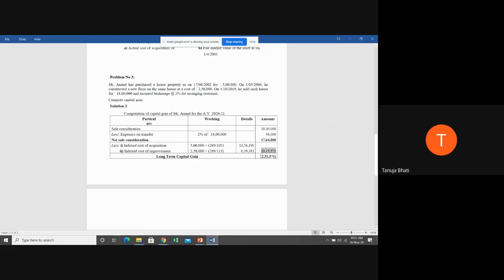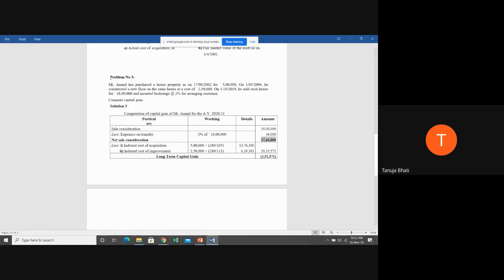We add both and take it in the outer column, it becomes 20,15,571. So what is the long-term capital gain? It is a loss because your cost of acquisition and improvement is more than the net sale consideration. So this becomes a long-term capital loss. If you're not writing loss or gain, just write it in a bracket, (2,51,571). It is understood when you write it in a bracket that it is a loss.